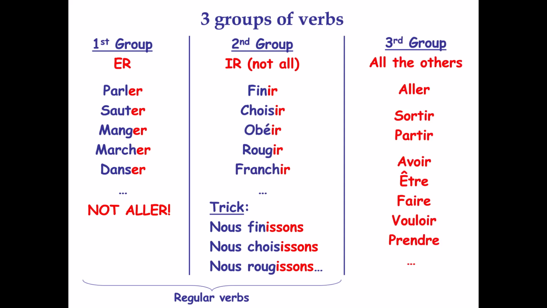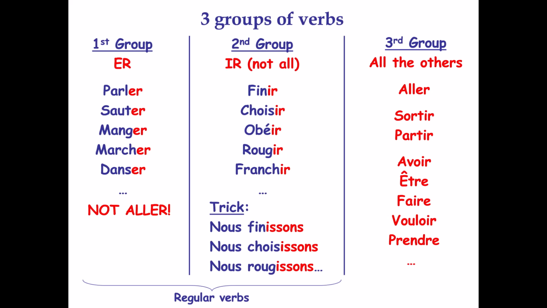Finally, what verbs belong to group 3? As we saw, only one verb ending with ER belongs to group 3. It's aller, to go. All the irregular verbs that end with IR, the ones which don't do the "is" sound for nous, belong to group 3, like for instance sortir, partir.